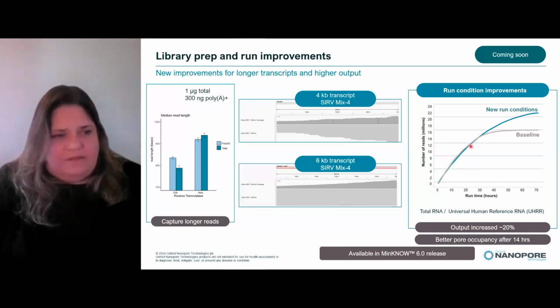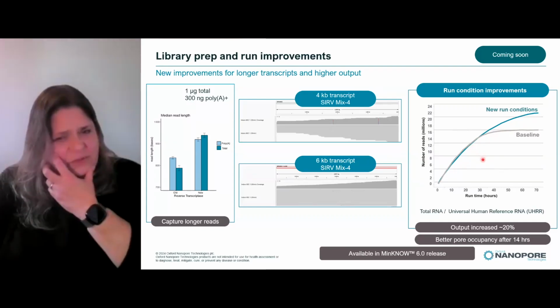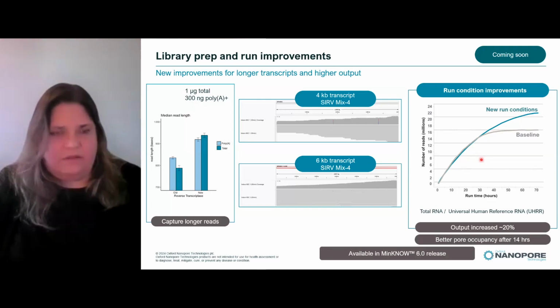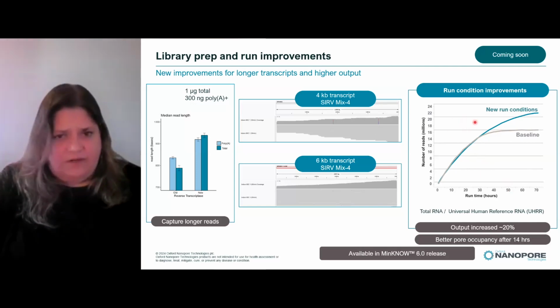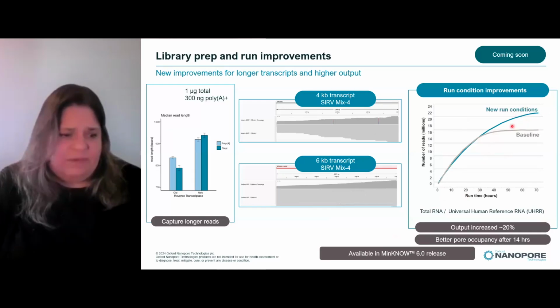And then the other thing that we've done recently is we've improved the run conditions. So this is new. The kit went out, this RNA4 kit went out in November of 2023. And we've just released these new run conditions in May of 2024. These are sort of changes to the software. The only changes to the prep are the new reverse transcriptase, but we have changed the software so that we can increase output by about 20%.